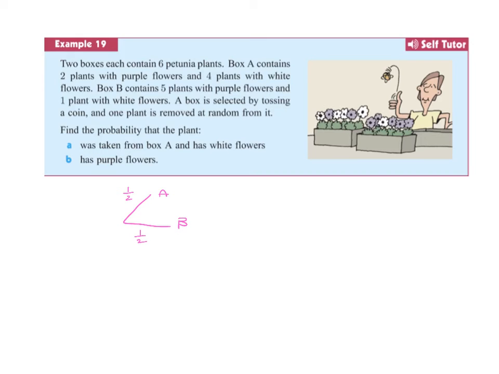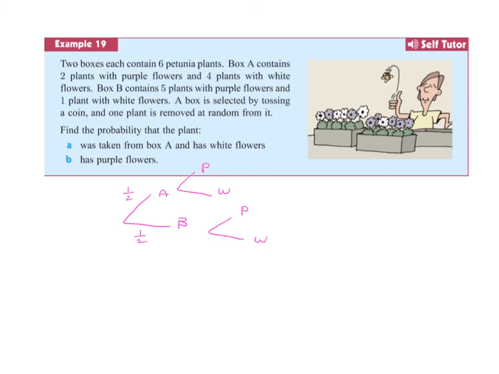Once you make that decision, then you have to see if you either get a purple flower or a white flower. So if you choose box A, you can get purple flowers or white flowers. If you choose box B, you can get purple flowers or white flowers. So let's take a look. Box A contains 2 plants with purple flowers and 4 plants with white flowers.